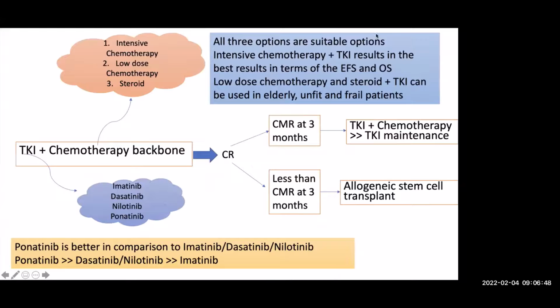So, if we modify the treatment outline after a TKI chemotherapy backbone, if the patient achieves CR, what we need to look at is whether the patient has achieved complete molecular response or not at 3 months. If the patient has achieved complete molecular response at 3 months, TKI plus chemotherapy should be continued, followed by TKI maintenance. So we can actually avoid allogeneic stem cell transplant in this group of patients. And if the patient has not achieved CMR at 3 months, then allogeneic stem cell transplant will be the standard of care.